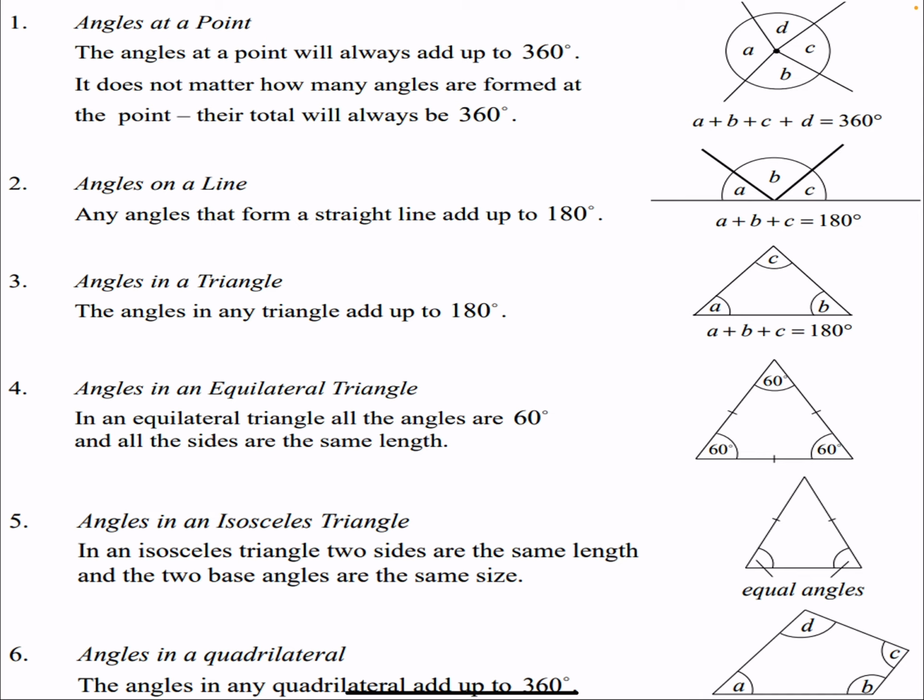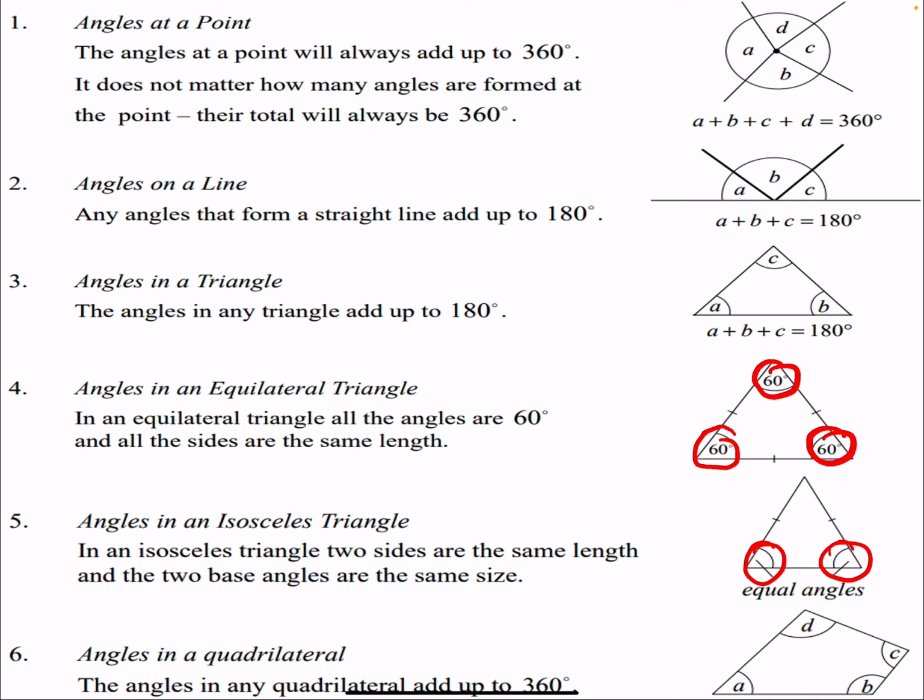So there they are, they're on the board there. We've got to remember the isosceles triangle. It has two sides that are the same length, but it also has two angles that are the same size. Also, an equilateral triangle has three angles that are the same size and three sides that are the same length.